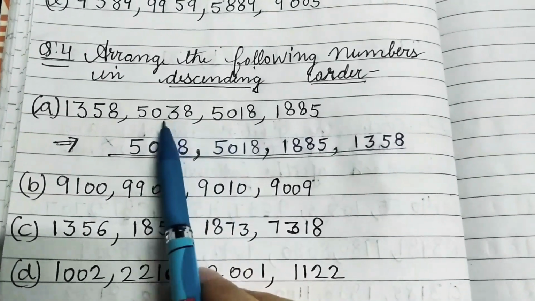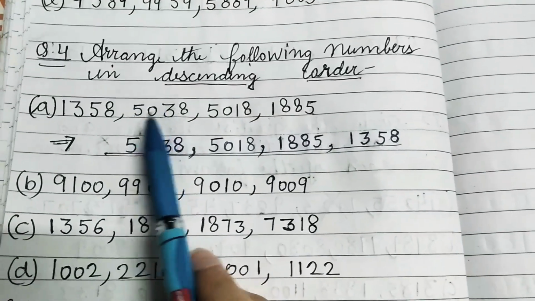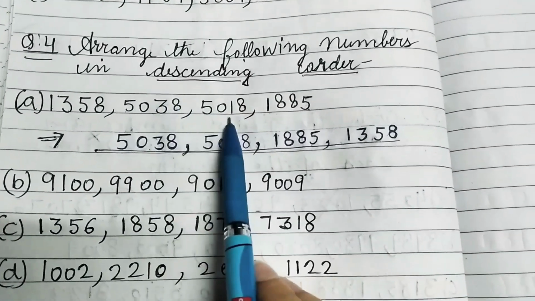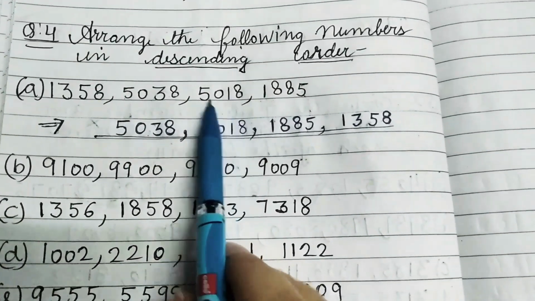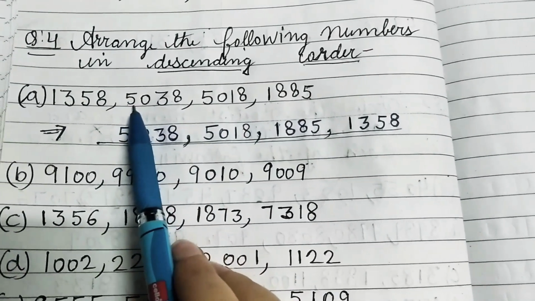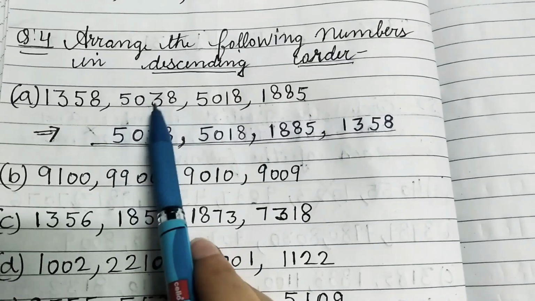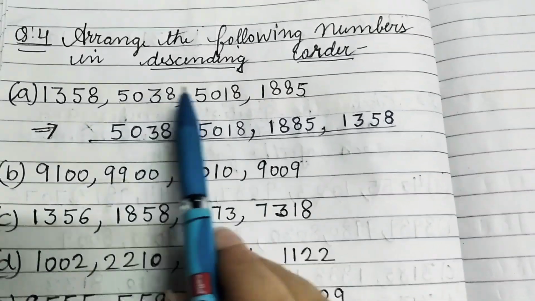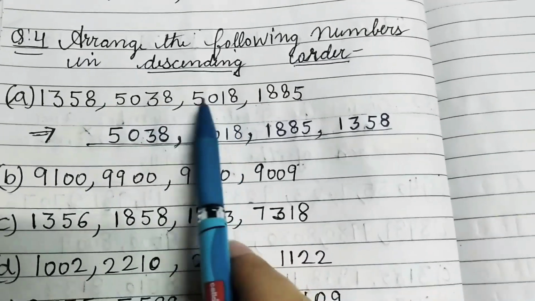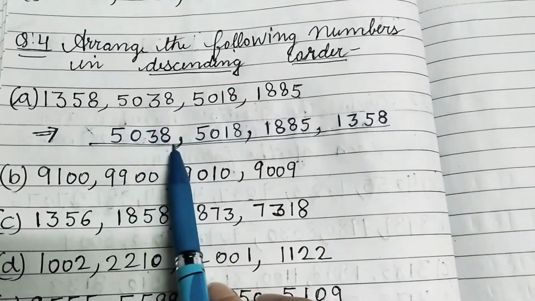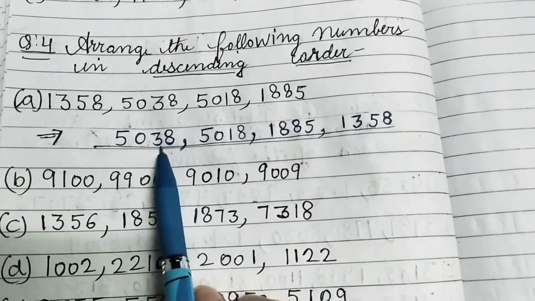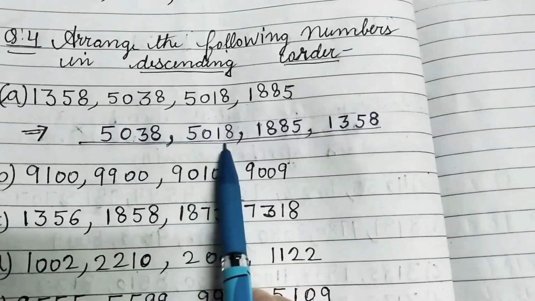Now shift to the second digit starting from extreme left. Here it is 0, here also it is 0. That means the second digit is also matched. Move to the third digit starting from extreme left. So 1, 2, 3. The third digit is 3 here and it is 1 here. Which is largest? 3 is greater than 1. That means 5038 will be placed in the front, followed by 5018.